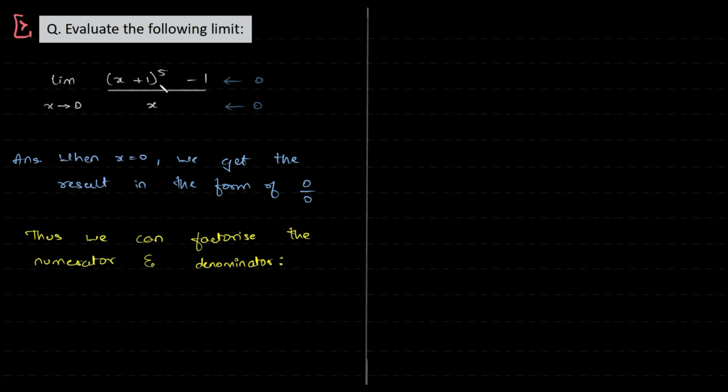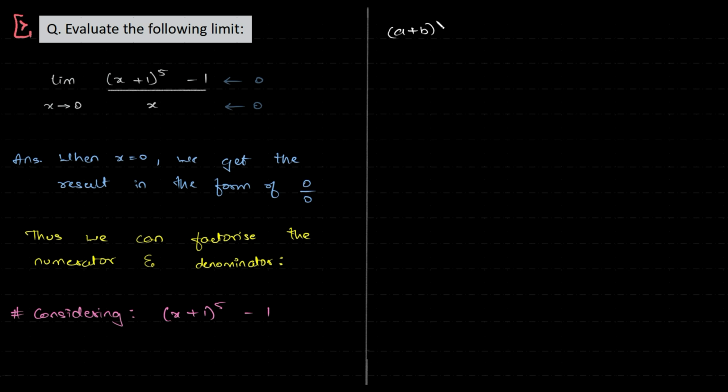We have a plus b whole to the power of 5. How can we expand that? How can we simplify this? The numerator is something that we need to deal with. The denominator, though, is already factorized. That means there's only one term, so nothing to bother with there. x plus 1 whole to the power of 5 minus 1 is what we need to think of. So what should I do so as to simplify this?